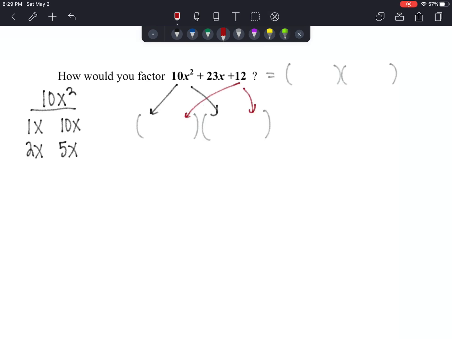How do I get back to 12? Well, getting back to 12, +12 would be 1 and 12. My middle term, my second term of my trinomial, is going to be a positive, so I'm not even going to mess with the negatives because I need to multiply to be a positive and I need to add to be a positive. So 1 and 12, 2 and 6, and 3 and 4.